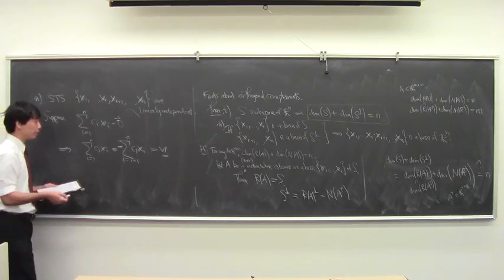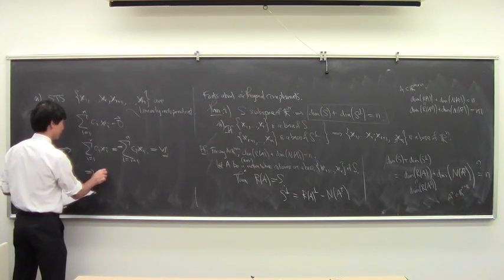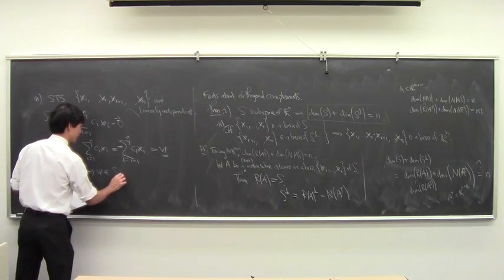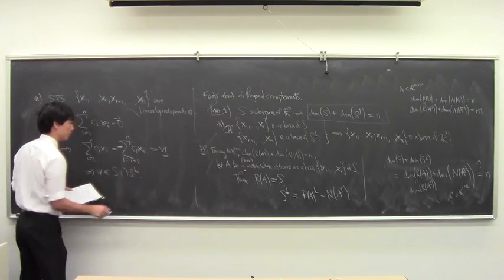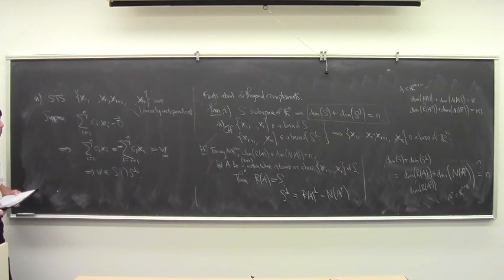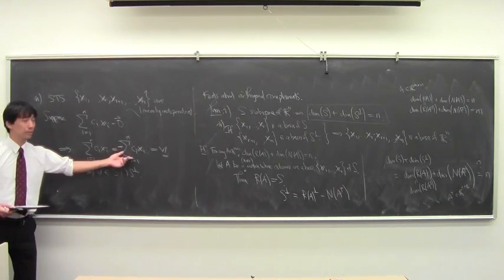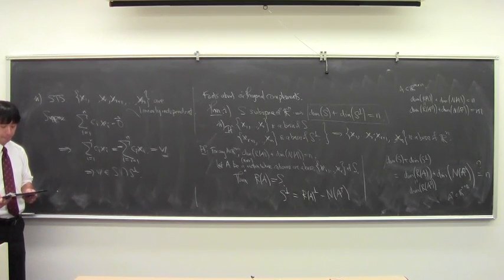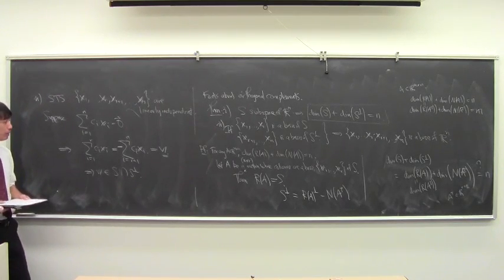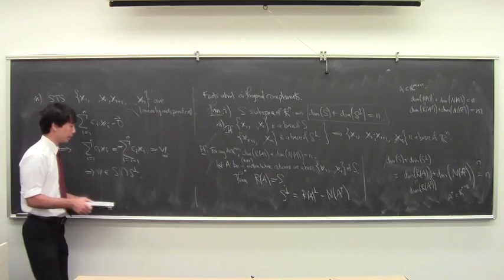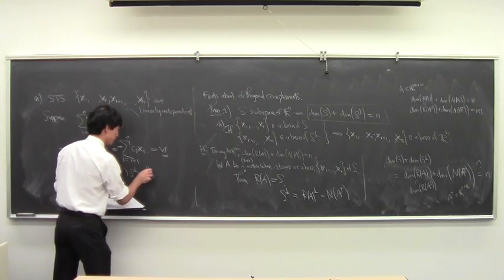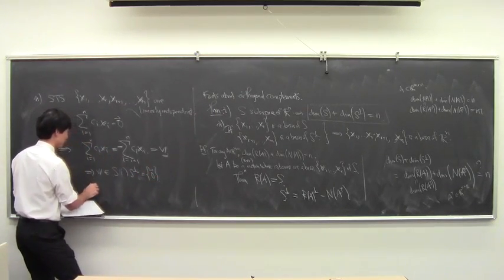And what do you notice about v? Well, v is in the intersection. v is in S and v is in S perp, because it's expressed like this and it's also expressed like this. But these spaces are orthogonal to each other, and so their intersection is the zero vector. And so that tells you that v is 0.